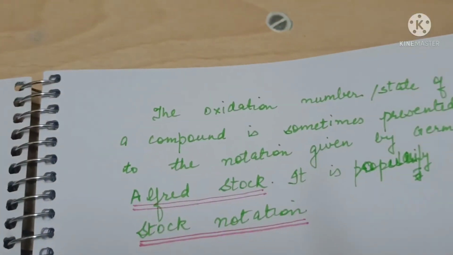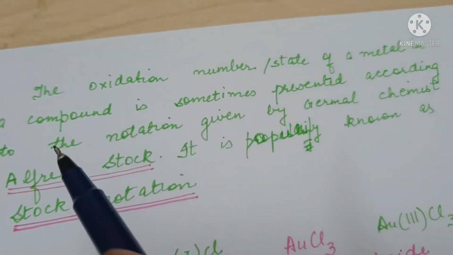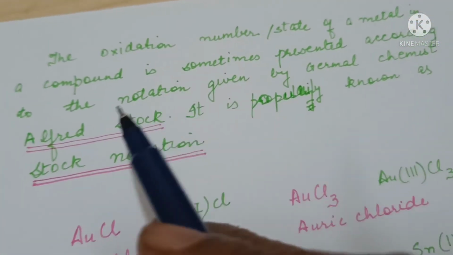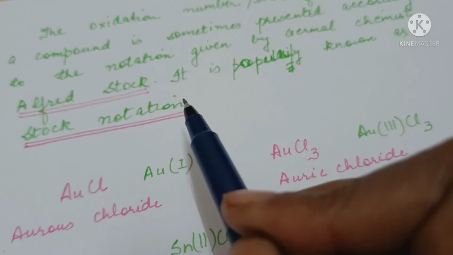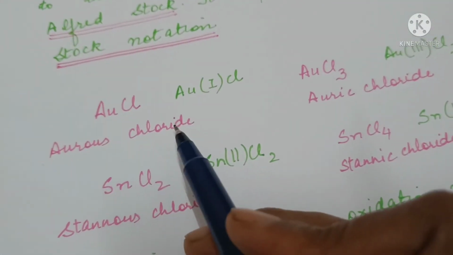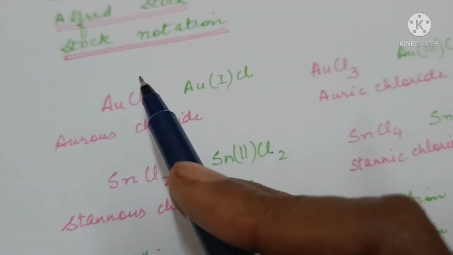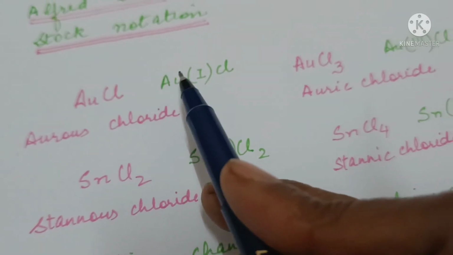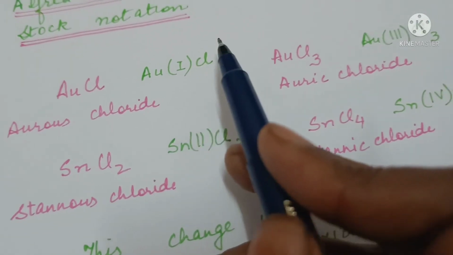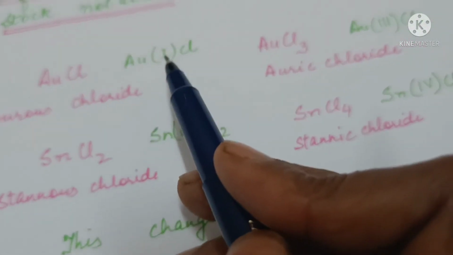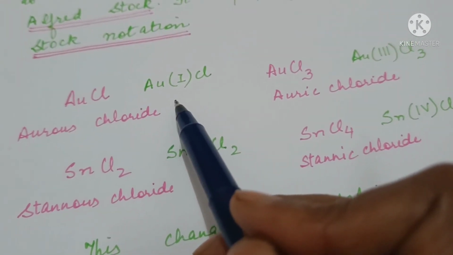The oxidation number or state of a metal in a compound is sometimes presented according to a notation given by the German chemist Alfred Stock. It is popularly known as Stock notation. For example, in aurous chloride, gold is in +1 oxidation state. So according to Alfred Stock, it can be written as Au. We write the oxidation state in Roman numerals in parentheses, and then we write the next element. So Au(I) chloride is the Stock notation for aurous chloride.